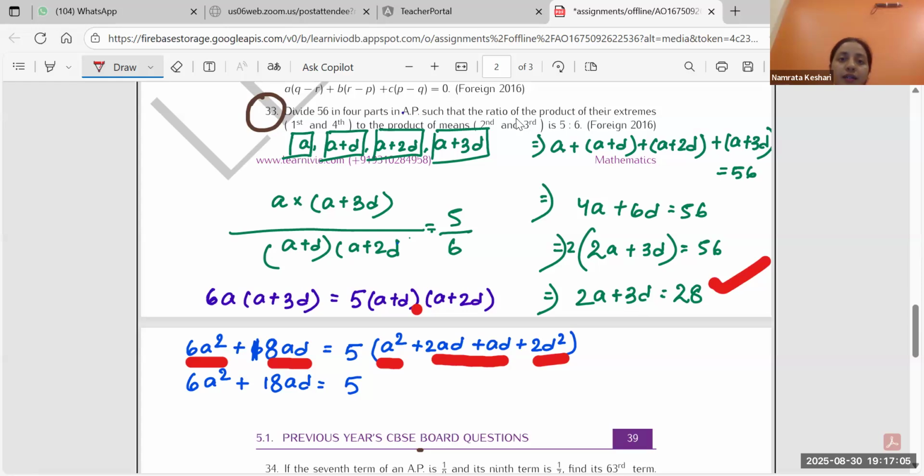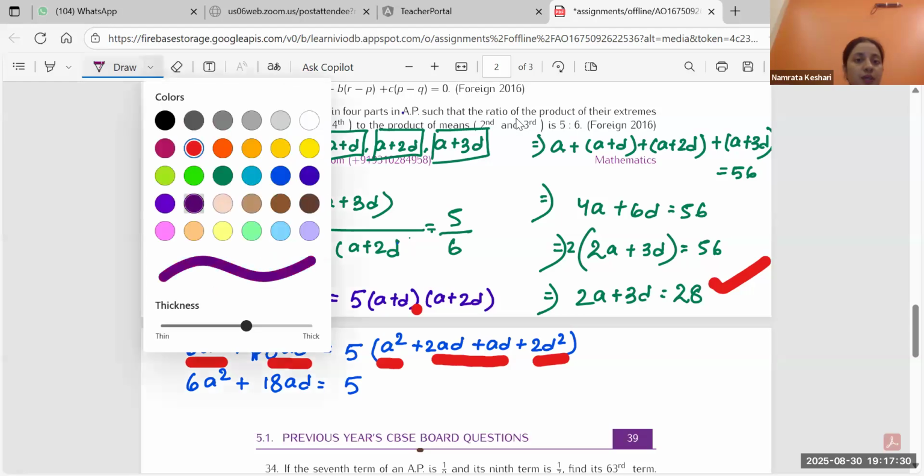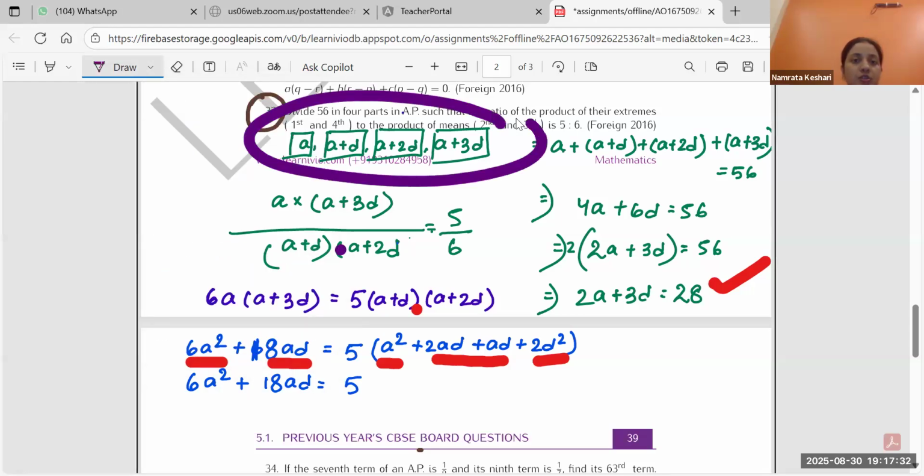Can you see the underlined terms, everyone? Whenever we have a question like this, where the sum of four terms is given, the product of the means and the product of the extremes, a situation like this is given, then in such questions we are not supposed to take the consideration of this AP. This AP is not allowed over here. We have to assume a special AP.